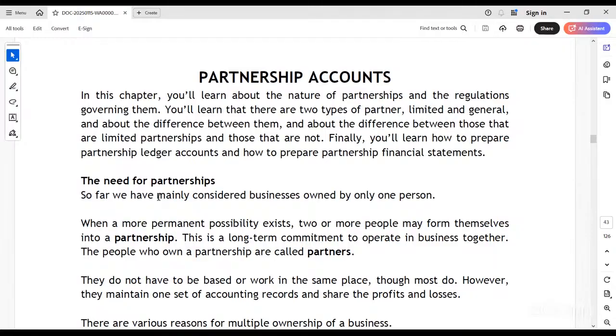Then we're also going to look at how we prepare partnership ledger accounts and how we prepare partnership financial statements. That's what we are going to be looking at in this chapter.